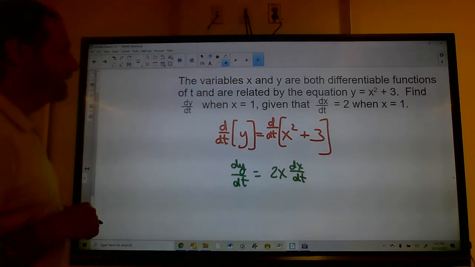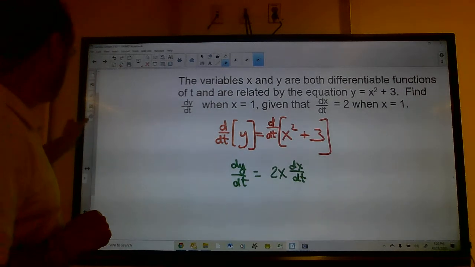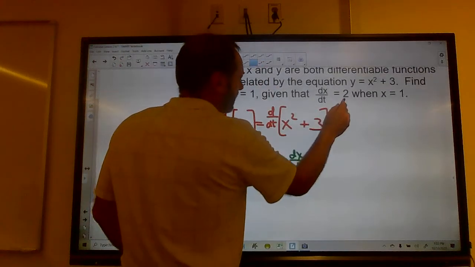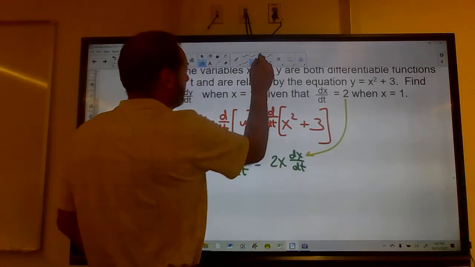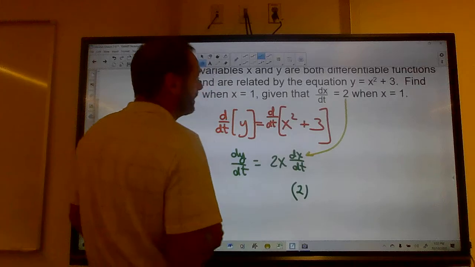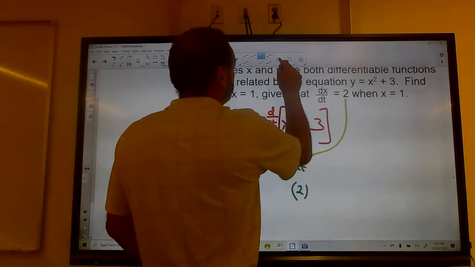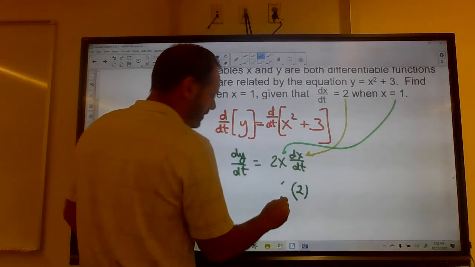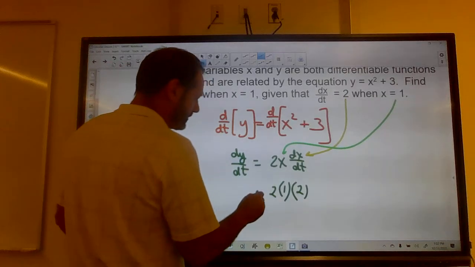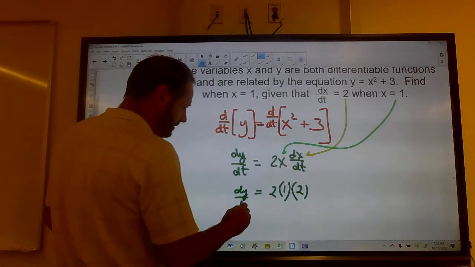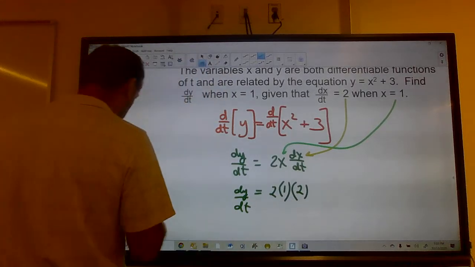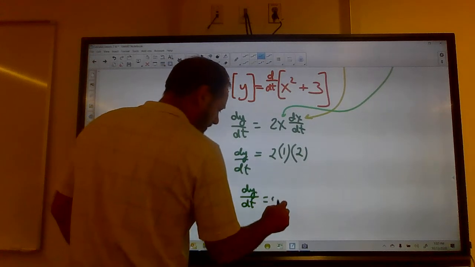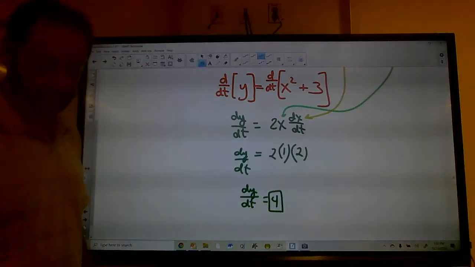Okay, so now we just fill some stuff in. What do we have to fill in here? Well, we know that dx/dt is 2, so I can plug it in here. So I'm going to get 2. I know that x is 1 because it told me that right here, so we can go ahead and plug in 1. 2 is just a constant, so dy/dt is 2 times 2 times 1, which is 4. So dy/dt is 4. And we're done.